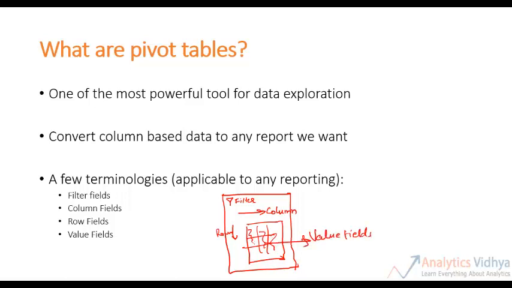Let me take an example to explain this. Let's say you want to report your customers by gender and city. So how would the report look? The report would have gender, let's say, on column, city in row, and then number of customers in the value field. So essentially, once you have all these four parameters, you can define any report you want.